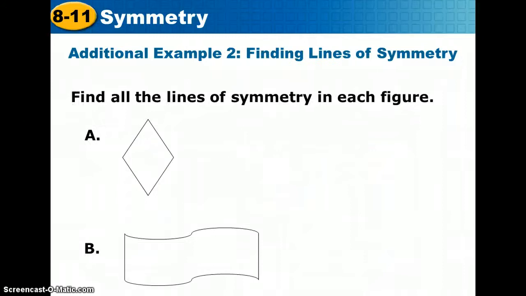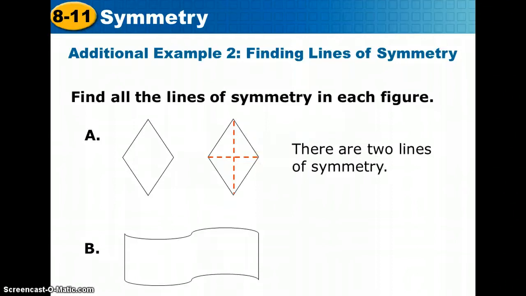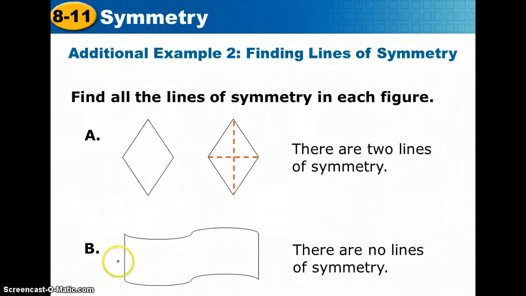Let's find all the lines of symmetry in the figures below. Hit pause and then draw the lines of symmetry. Well, our kite has two lines of symmetry, a vertical line of symmetry and a horizontal line of symmetry. Our banner, did you get to draw one? No, there are no lines of symmetry on the banner. If I tried to cut it horizontally, our curves do not match up. If I try to draw a line vertically in the middle, again, our curves do not match up.